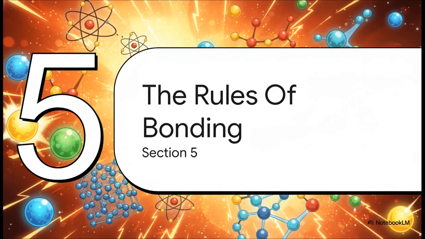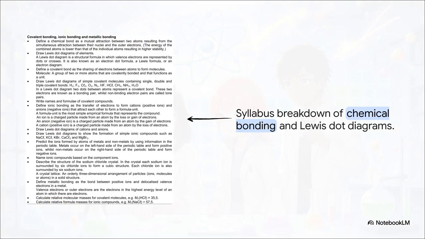Section 5. The rules of bonding. And now for the explosive finale of our lab session. How do these individual atoms actually stick together to form the solid, liquid, and gaseous stuff we interact with every single day? It all boils down to chemical bonds. A chemical bond is a mutual attraction between two atoms resulting from the simultaneous attraction between their nuclei and their outer electrons, which results in a lower energy, more stable state.